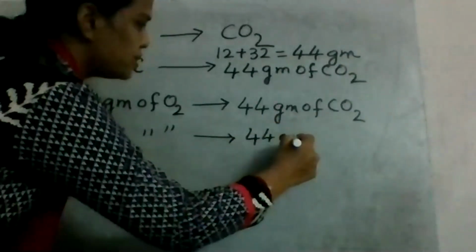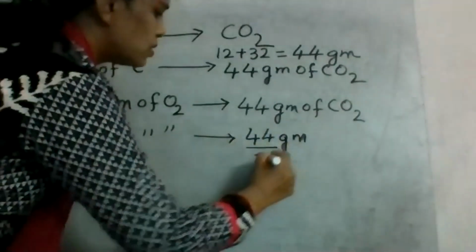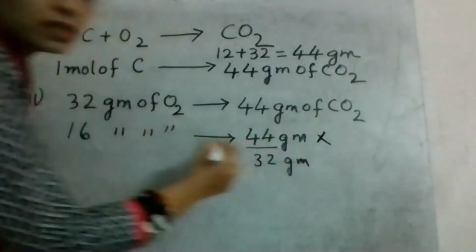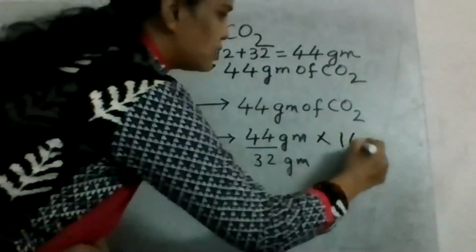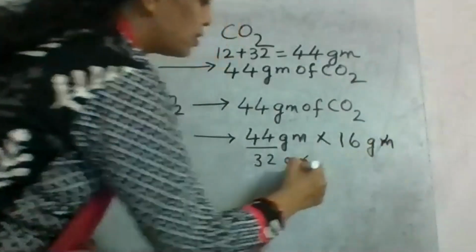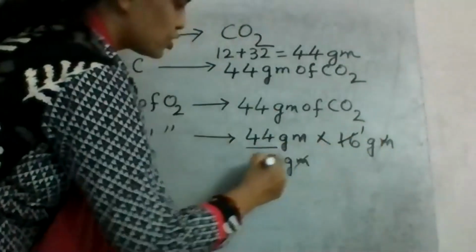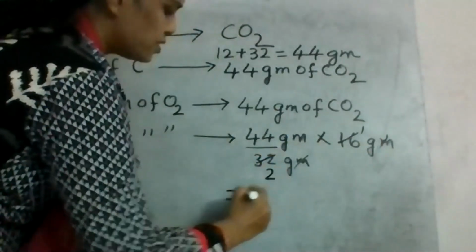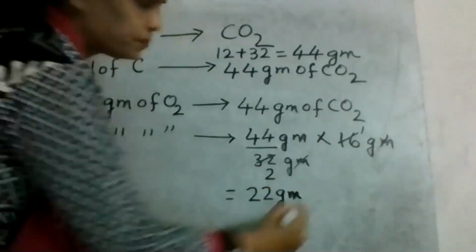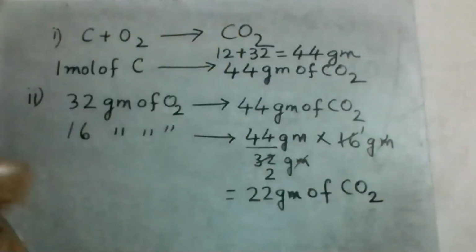44 divided by 32 into 16 grams. So this is how you'll solve. 16 grams. And we get here 16 ones, 16 twos. So we get here 22 grams of carbon dioxide. So this is how you'll solve the second problem.